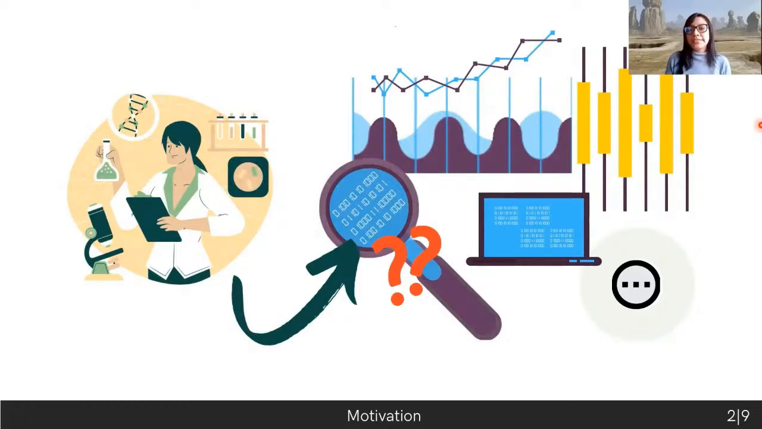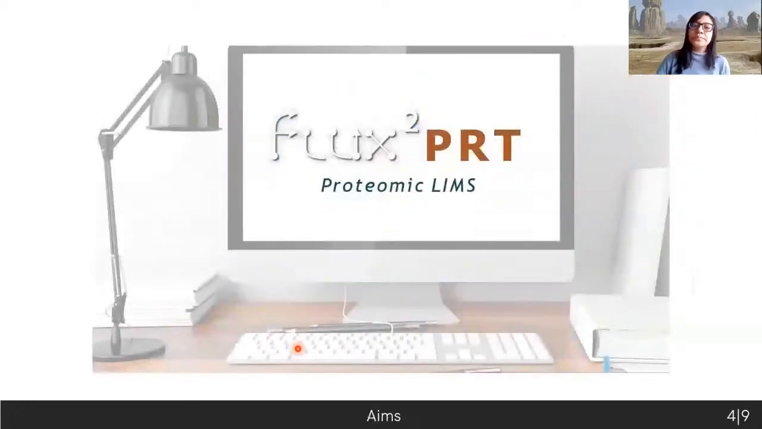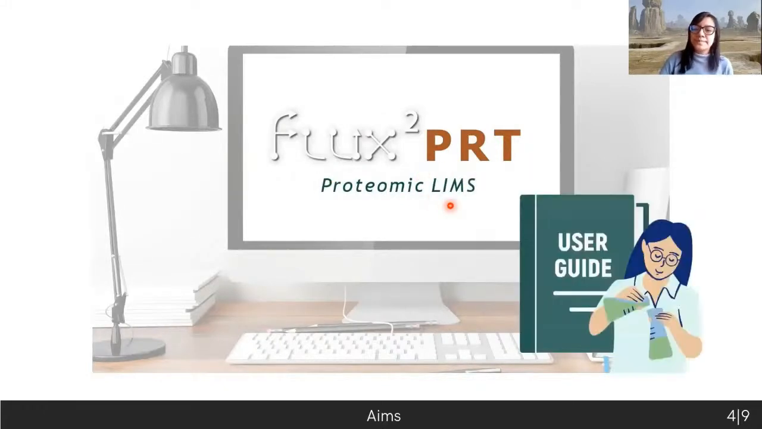So one of the systems that can aid with this problem is called a Laboratory Information Management System, also called a LIMS. So in this work, we use the Flux system, that is a workflow-based LIMS, in order to design the FluxPRT proteomics LIMS. Additionally, we present our interactive guide that is focused on helping new researchers with proteomics analysis.